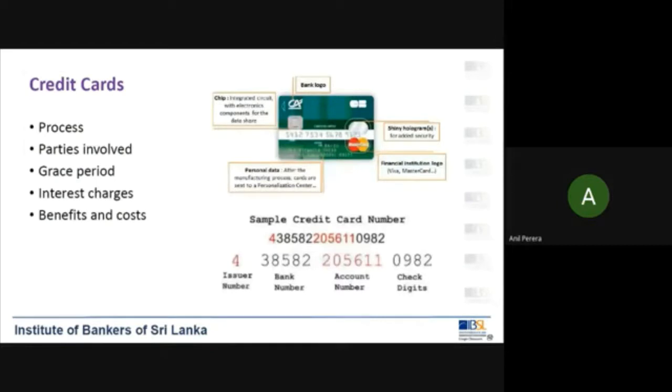I don't need to introduce you to the process of using a credit card. It's a matter of presenting your credit card which you have obtained from the financial institution.